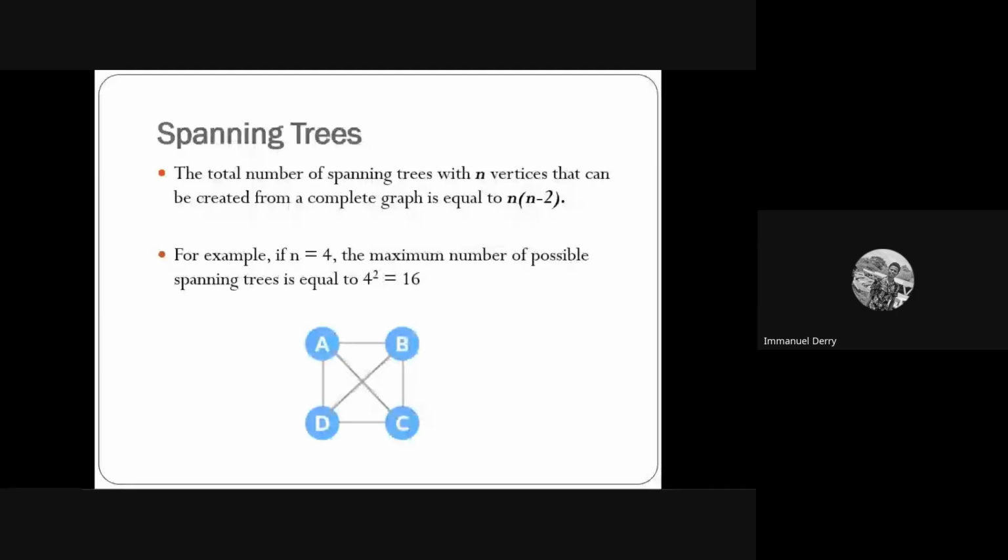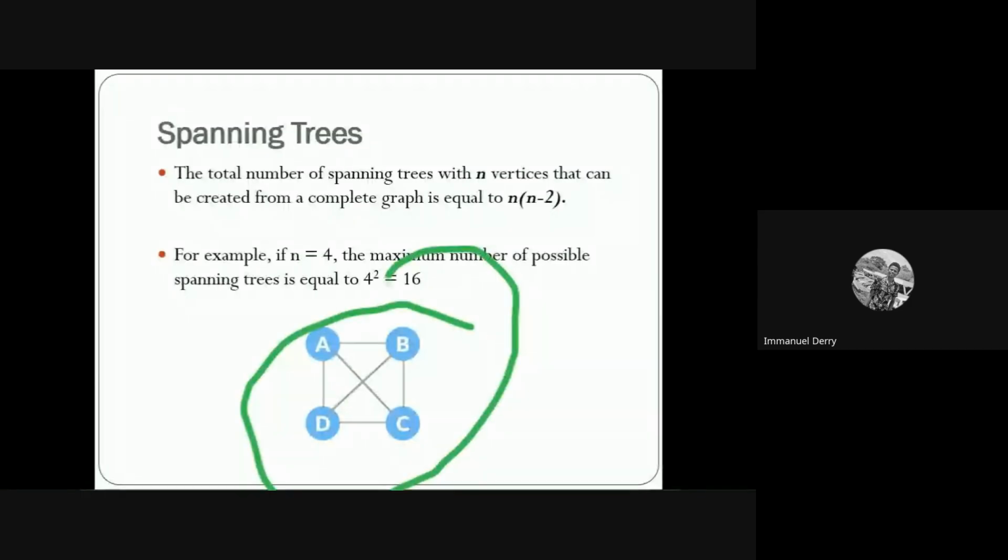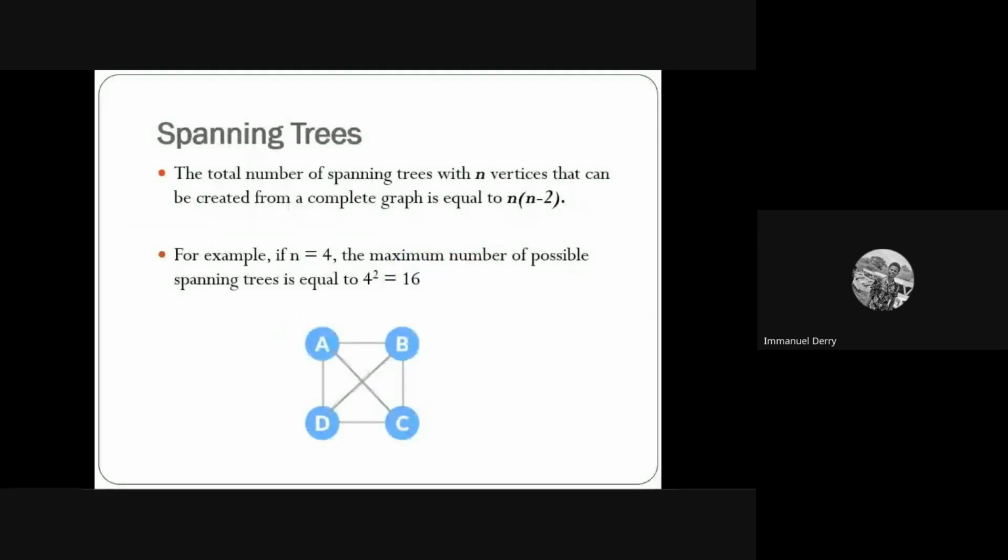So let's take this particular graph here, for instance. How many spanning trees can we get from this particular graph? A, B, C, D. Who can help us? How many spanning trees can we get from this particular graph? Or before that, how many vertices do we have? Or how many nodes do we have? 4. It's 4.